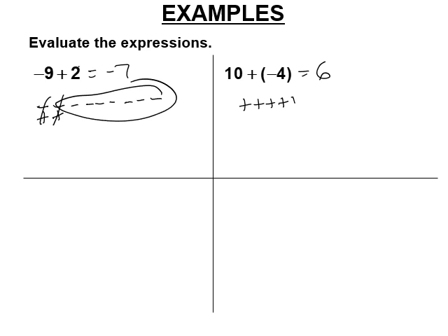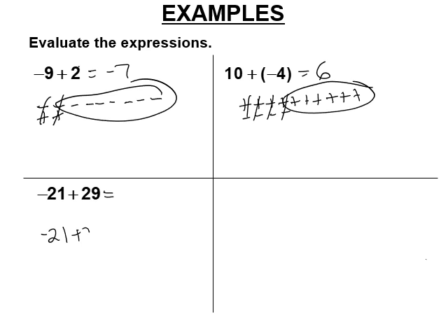We have 10 positives. But as we get bigger numbers, we don't want to sit here and draw them all the time. That would take forever, right? So we have to be able to picture that in our head. And I don't want to draw 21 negatives. What's negative 21 plus 29? Right? Negative 21 plus positive 21 would be 0. So there are 8 extra positives there. The answer is positive 8. 38 plus negative 21. Again, negative 21 plus 21 is 0, so there are 17 extra positives.